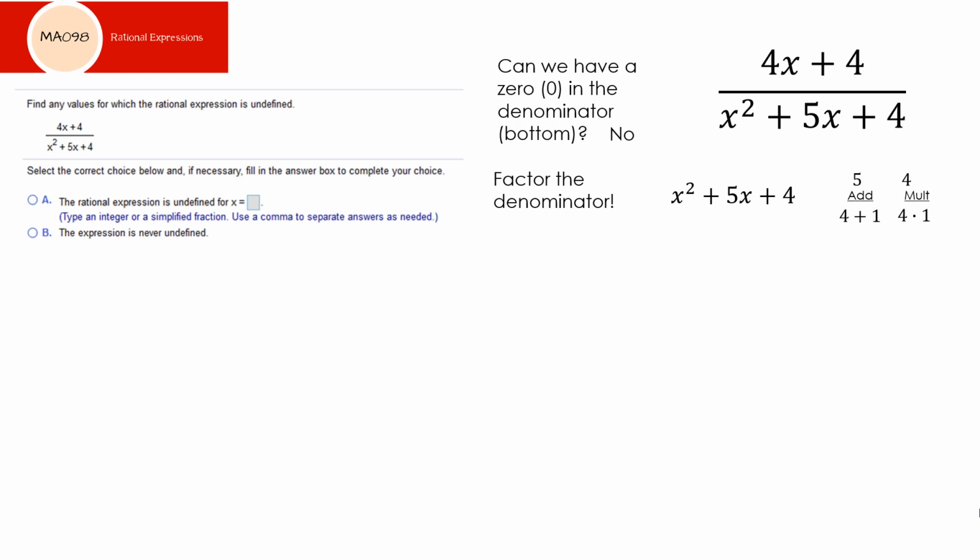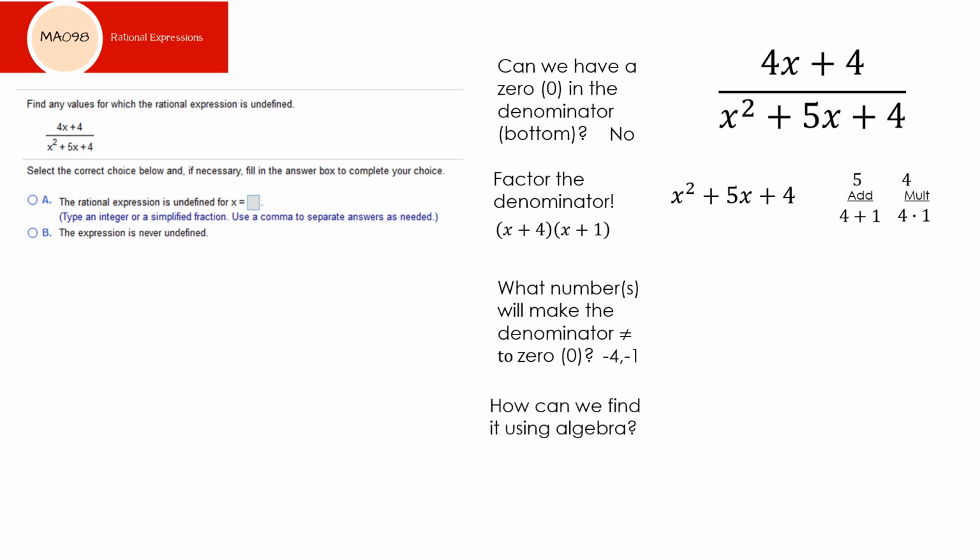But let's keep going. It turns out that 4 and 1 are our magic numbers. So x squared plus 5x plus 4 factors into x plus 4 times x plus 1. What numbers will make the denominator not equal to 0? Well, how can we find that using algebra? Well, we make each parentheses not equal to 0, because remember, we don't want it equal to 0.